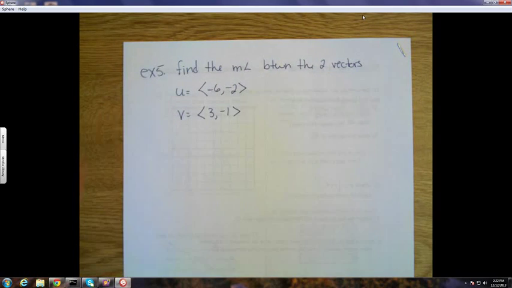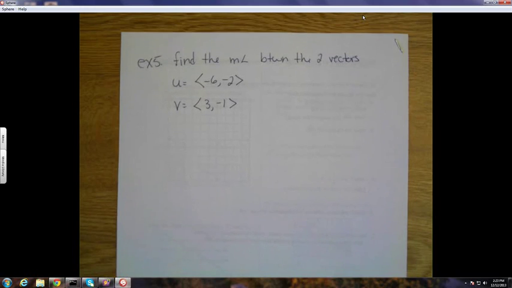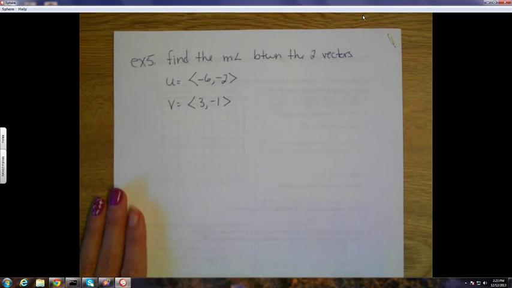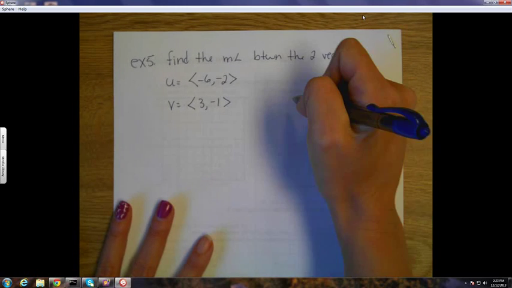Okay, we want to find the angle measure between the 2 vectors. This is our last one. So, obviously, we're going to graph both of them, and we want to be able to find the angle between the 2 of them. So, where is U at? That's in quadrant 3, and V is in quadrant 4. So, I need the bottom 2 quadrants.